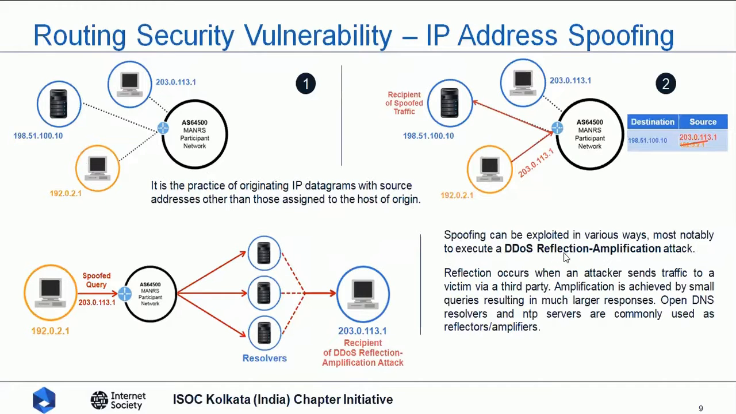Okay. Now, how does it actually work? It works in the mode of a reflection and amplification attack. First there is reflection, which occurs when an attacker sends traffic to a victim via a third party. So it's basically not the original one; it's the reflective sites. Okay, so it uses a third party. And amplification is achieved by small queries resulting in much larger responses. Right. So open DNS resolvers and NTP servers are commonly used as reflectors or amplifiers. So these are the three common threats, and this is how it happens.